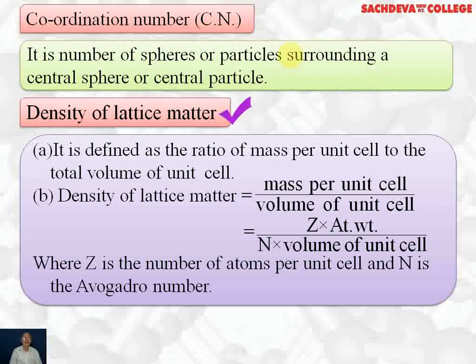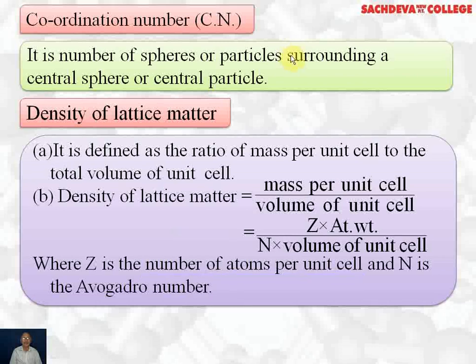Now we find out density of lattice matter. How to find out density of lattice matter? Density is defined as the ratio of mass per unit cell to the total volume of the unit cell. Density of lattice matter means mass per unit cell divided by volume of unit cell. This will be Z into atomic weight. Z is rank of unit cell, that is number of atoms per unit cell, which will be multiplied by atomic weight divided by N, where N is Avogadro's number, 6.023 × 10^23, into volume of unit cell. Z is number of atoms per unit cell and N is Avogadro's number.